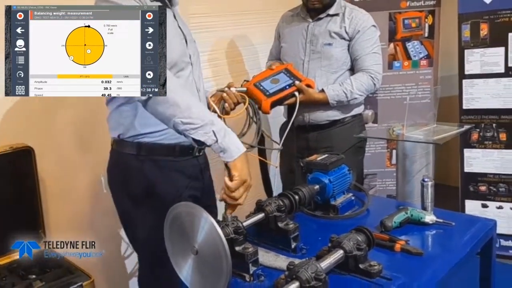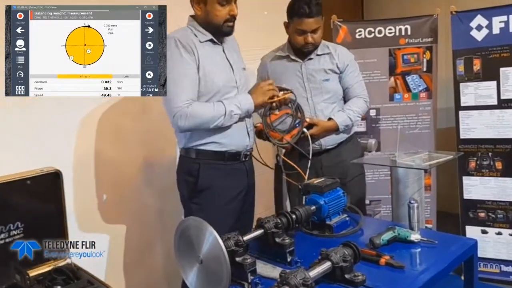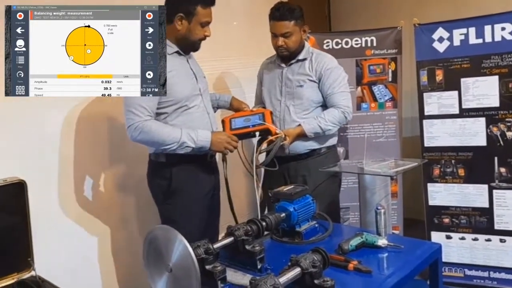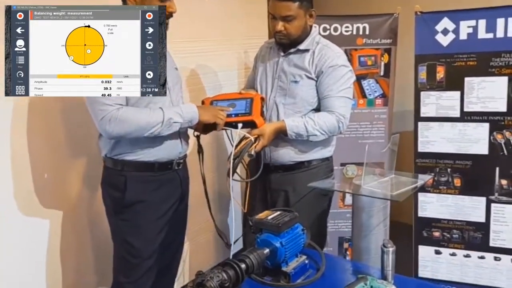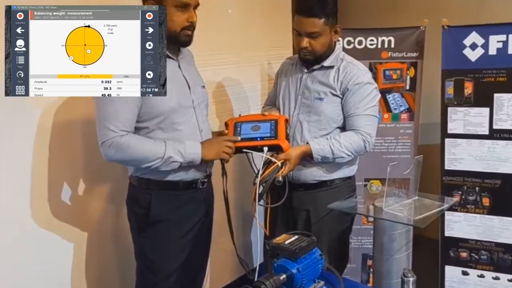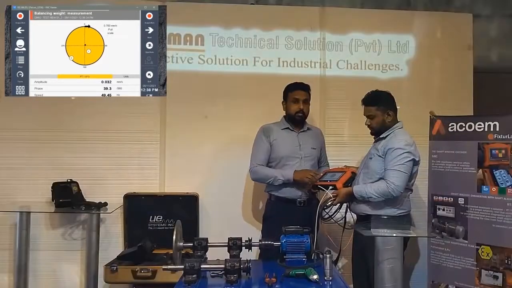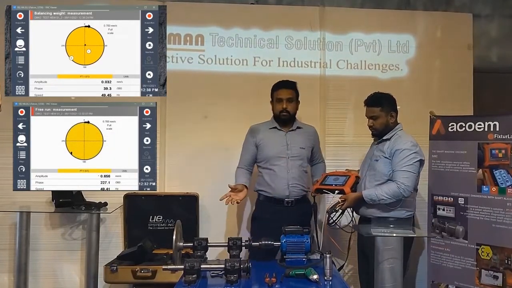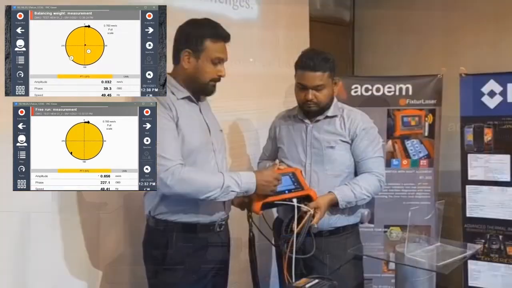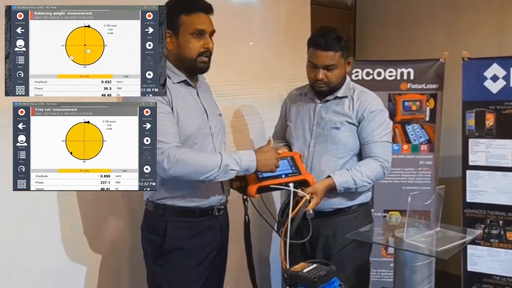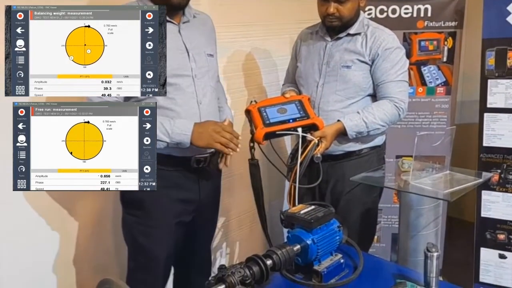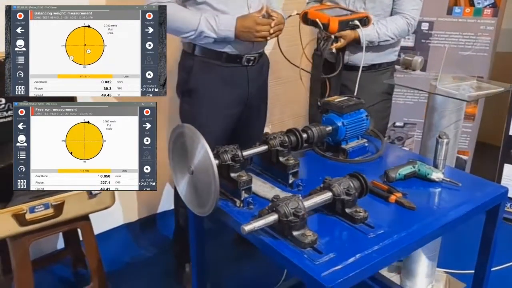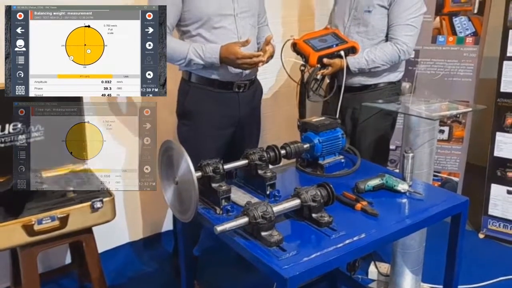Okay, we take the last measurement. That means balancing weight, balancing measurement. You can see the display, the value is reduced to 0.032. You remember the initial stage reading was 0.663 or something. It is very high. After doing the balancing, the amplitude of the vibration value is very low. That means the system is already balanced. So by doing this balancing on site, we can get good accuracy.